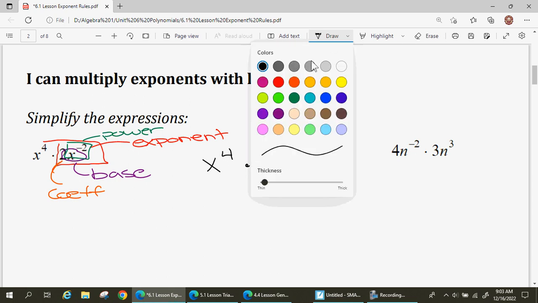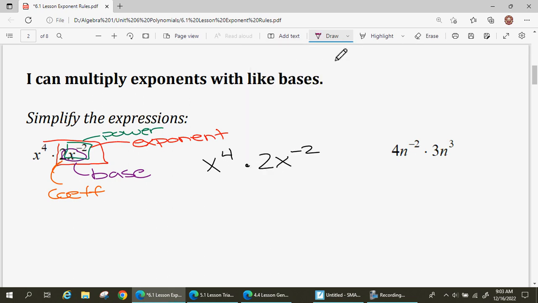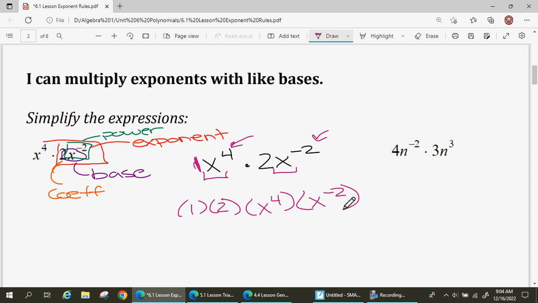So when we have two terms that have the same base, and they both have an exponent, what we can do to multiply is multiply the coefficients. In this case, the coefficient is 1 since there was nothing there. So we can do 1 times 2. I'll just show that with parentheses. And then we can multiply the powers, so x to the fourth times x to the negative 2.